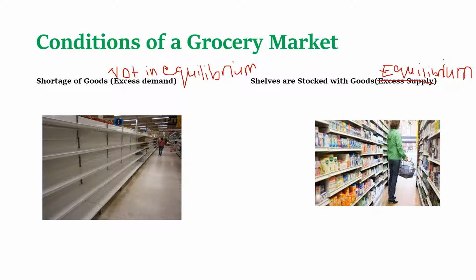Here, I have the money, the shelves were well stocked with goods. I can buy the goods, and so the market is in equilibrium. To the left, the market is not in equilibrium because the shelves were all empty. So I go there with my money, I can't get the goods I want. Okay? So there is excess demand over there. Okay, let's move on.